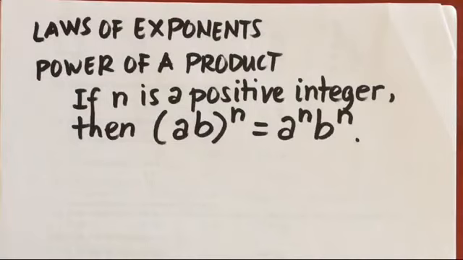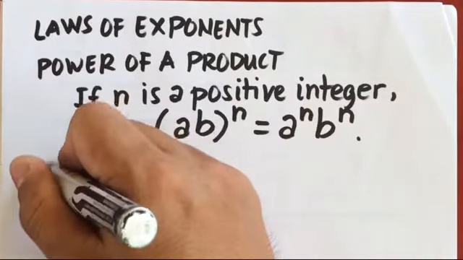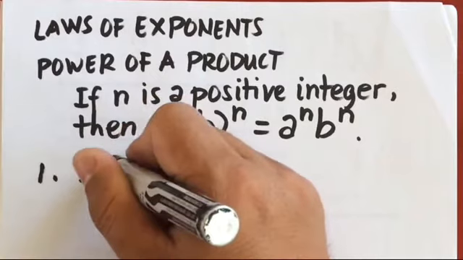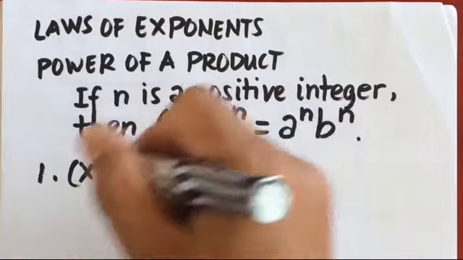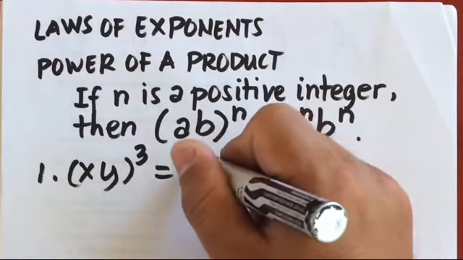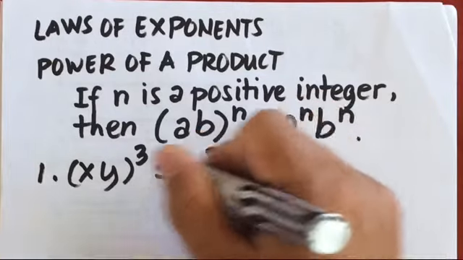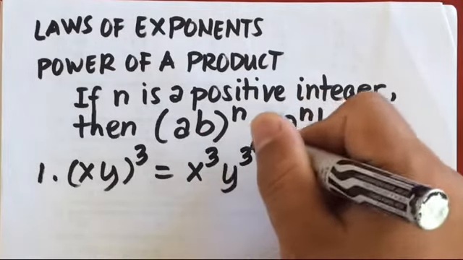Power of a product states that if n is a positive integer, then a times b raised to the power of n will be equal to a to the power of n times b to the power of n. So in here, we'll just raise each of the factors to the same power, which is n. Let's have some examples. Example number 1. Let's have x y cubed. So x y raised to the power of 3 will be equivalent to x cubed times y cubed.